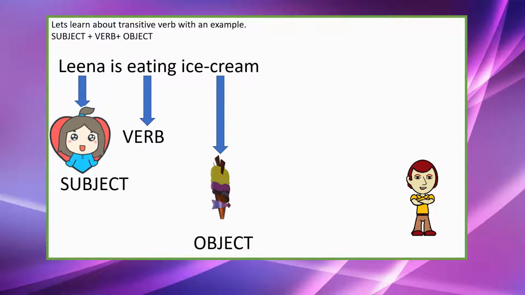The example: Lena is eating ice cream. Here the subject is Lena, is eating is the verb, and ice cream is the object. Again you can ask yourself the same question: what is Lena eating? The answer is ice cream. So it is a transitive verb.